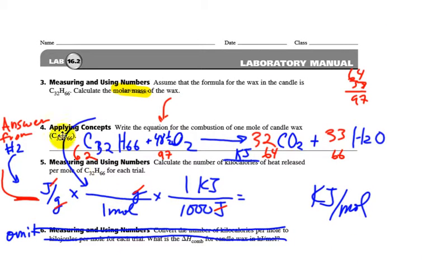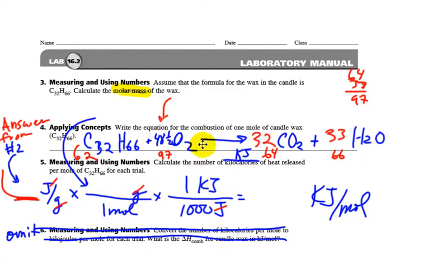Okay, and then, from here, assume the formula for wax in the candle is C32H66. You can see wax is a fairly big molecule. Calculate the molar mass of wax. So do that over here. Calculate the answer for molar mass.